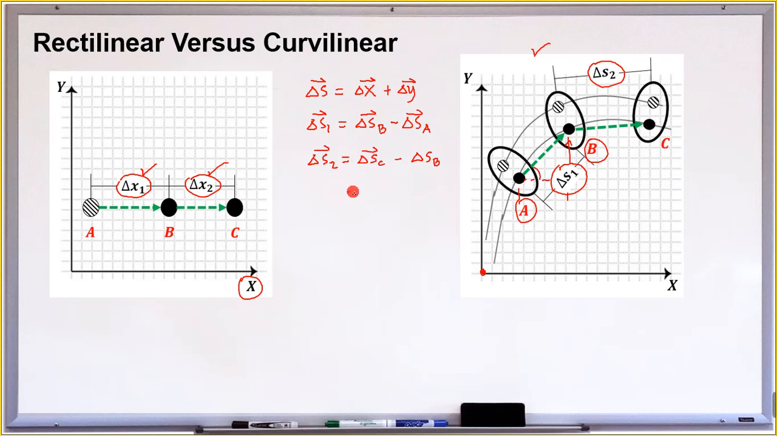As you notice, the direction of delta s sub 1 is not equal to the direction of delta s sub 2, because they are inclined, they are not straight. If this were rectilinear motion, the location of C should be right here. However, this is curvilinear, so the next or successive displacement is inclined at a different angle.